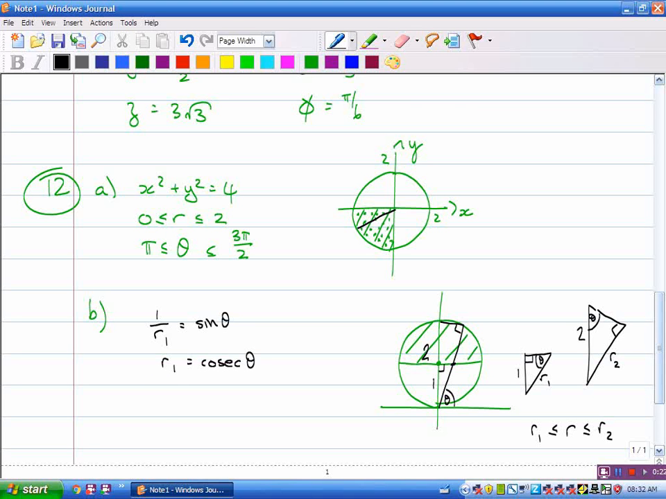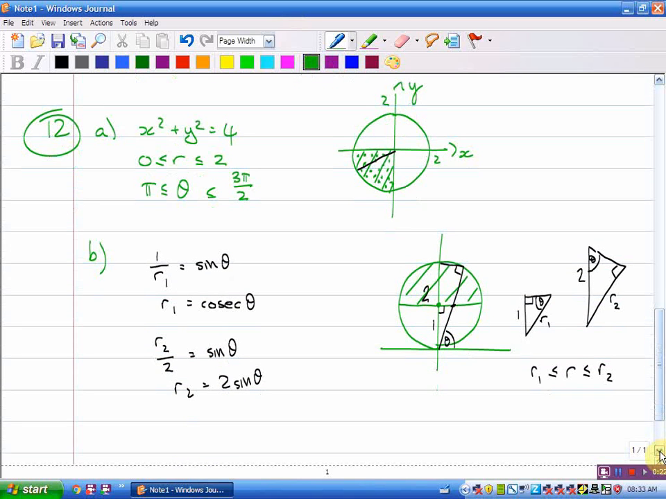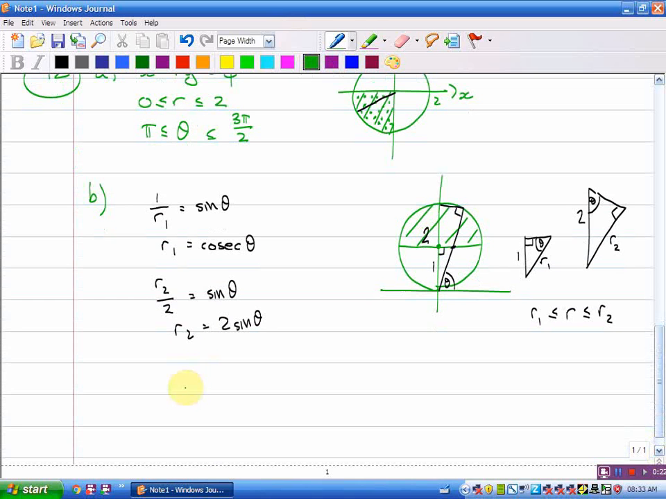Okay, and then in the bigger triangle, let's have a look. R opposite over hypotenuse is sine theta, so R2 is 2 sine theta. And so we can conclude that our R lies between cosec theta and 2 sine theta.